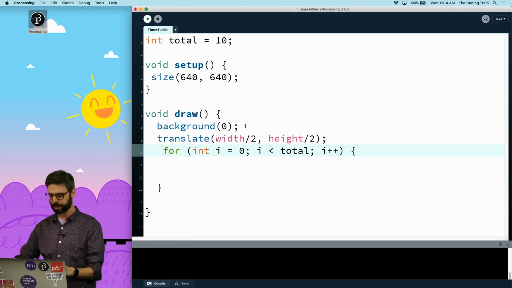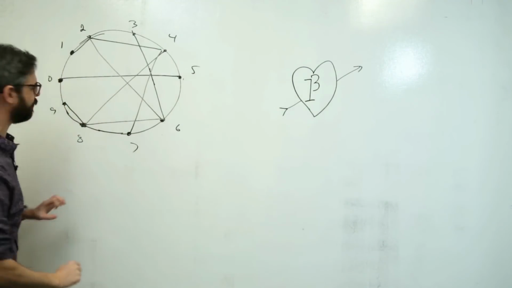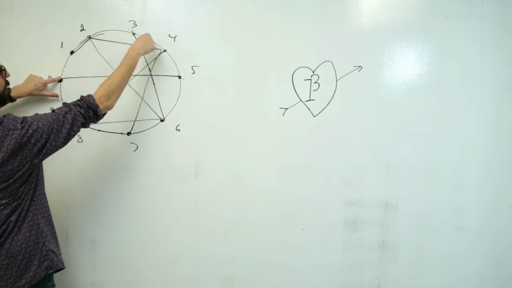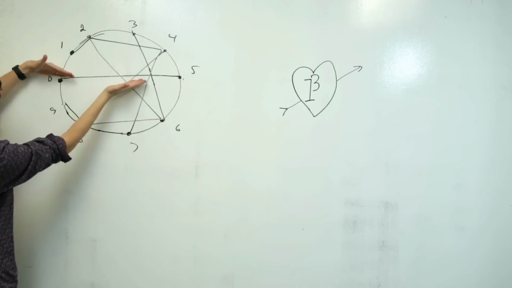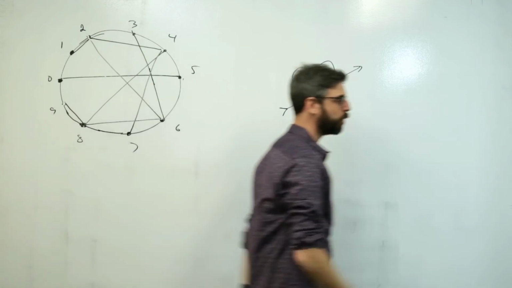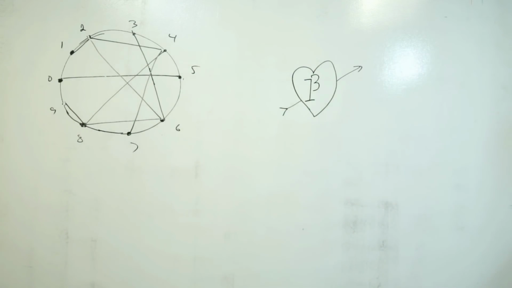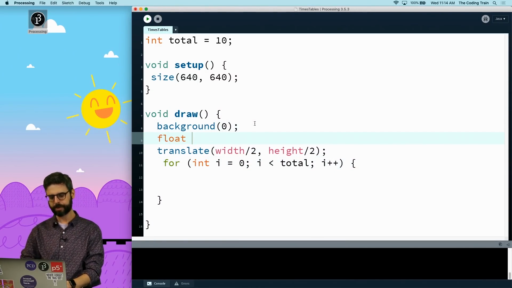The way I'm going to find all those points is, right, there are how many slices of pie here? 1, 2, 3, 4, 5, 6, 7, 8, 9, 10, how convenient. So each one of these angles is 2 pi divided by 10. That's where each one of these points goes. So I'm going to say a delta, the delta angle, I'll just call it delta, equals 2 pi divided by total.